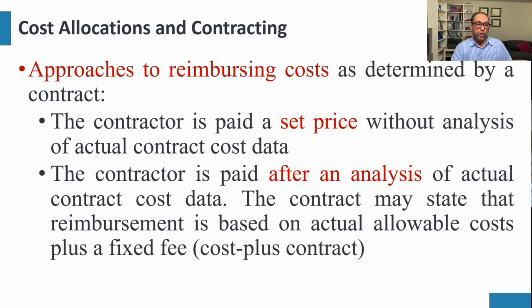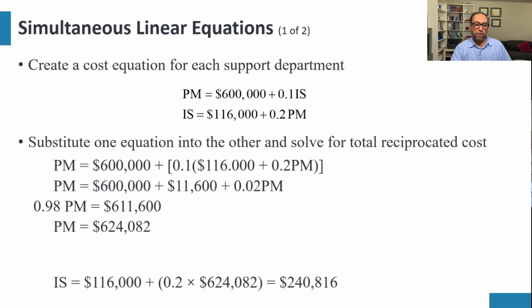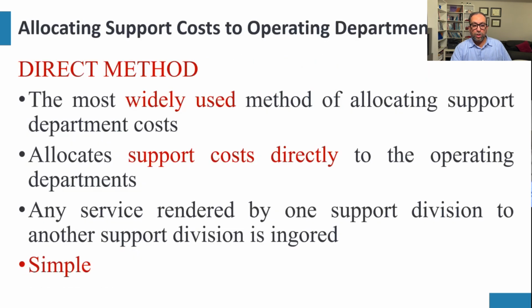So, approaches to reimburse cost as determined by the contract. In one, the contractor is paid a set price without analysis of actual cost data. In another, the contractor is paid after an analysis of actual cost data. The contract may also state that the reimbursement is based on actual allowable cost plus a fixed fee, which is a cost-plus contract. So these are the ways that we distribute the cost in different situations. The main crux of this chapter is to learn these three methods.